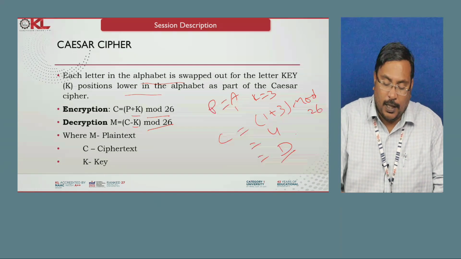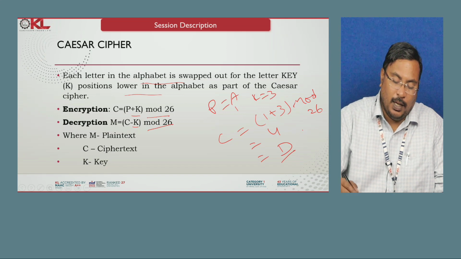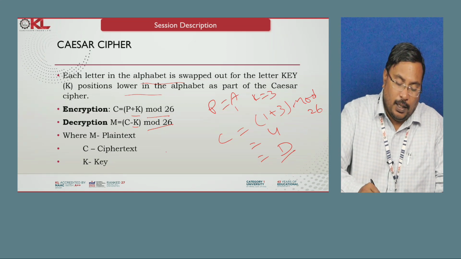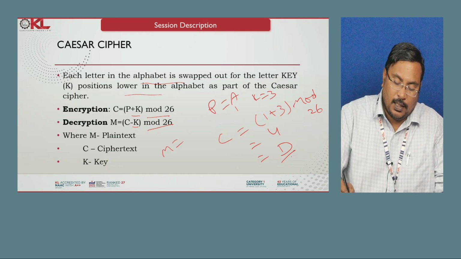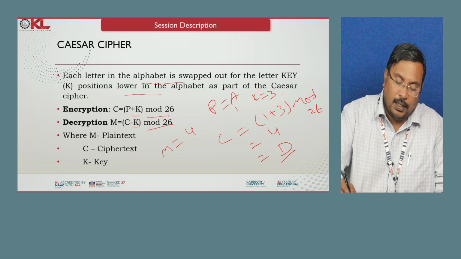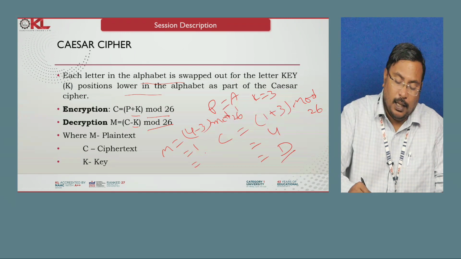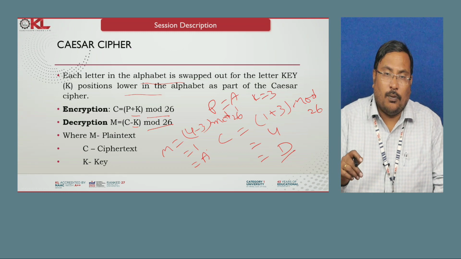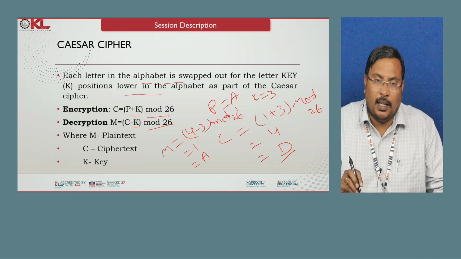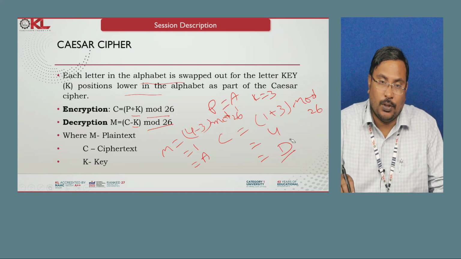This is known as the ciphertext. On the reverse side, what will happen now? Message equal to, what is the C value? D. D means 4. The key value is 3. So 4 minus 3 mod 26, you will get 1. 1 is assigned with A. For our convenience, I am taking capital letters for both encryption and decryption data.